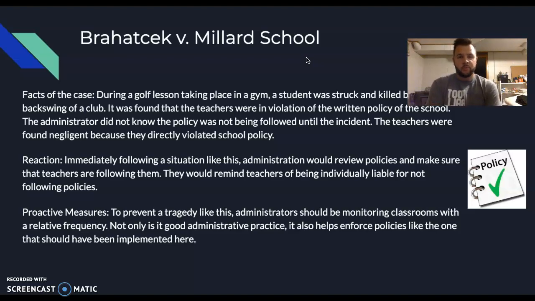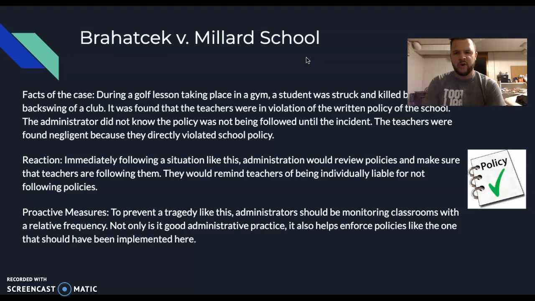So the teachers were both found, it was a teacher and a student teacher, were both found negligent because they directly violated the school policy. Had they stuck to the school policy, number one, the accident might not have happened, but if it had, I think they would have been covered under the district and not been held personally responsible because they followed what the school wanted them to do.